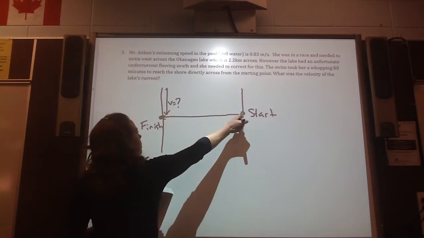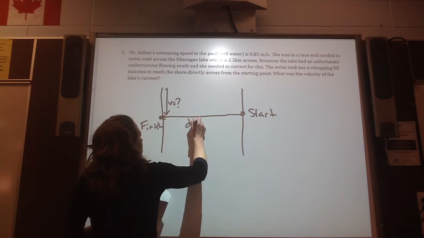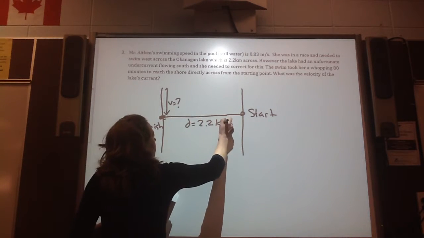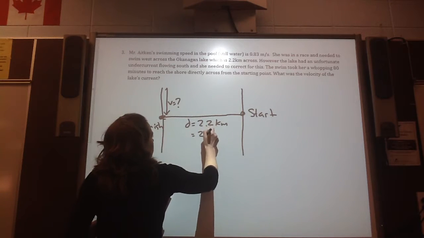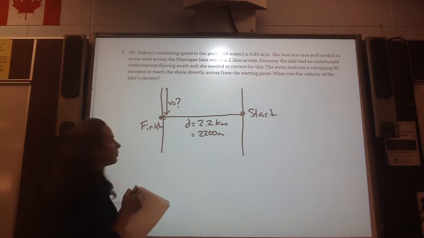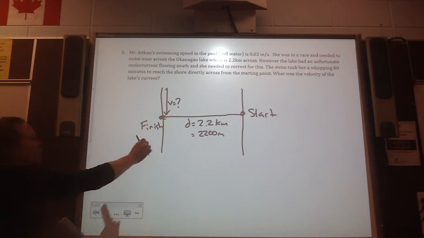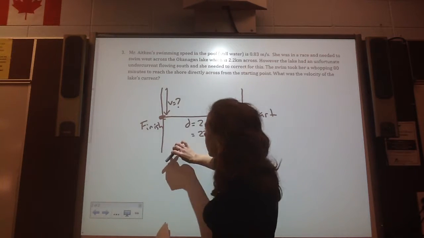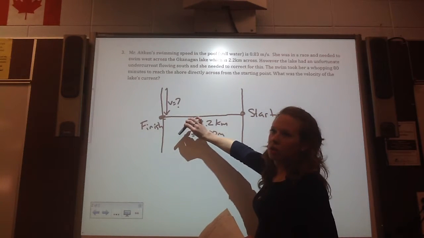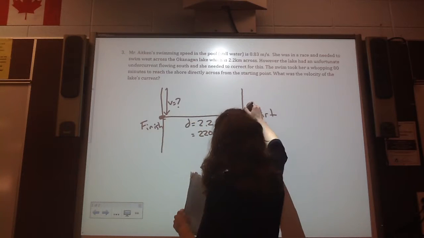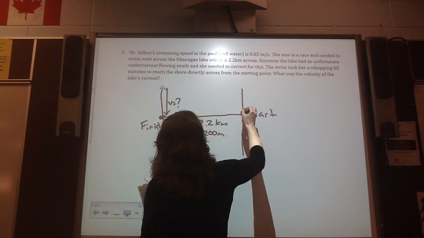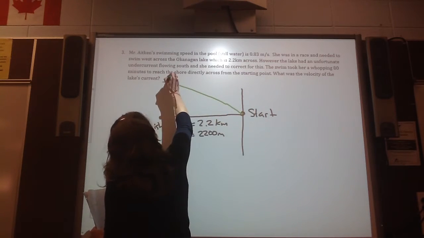I know the distance right across the lake is 2.2 kilometers or 2,200 meters. If I knew that there was an undercurrent and it was going to push me this way, I would have obviously swam which direction? This way. So if I knew there was an undercurrent, I would have swam this way.